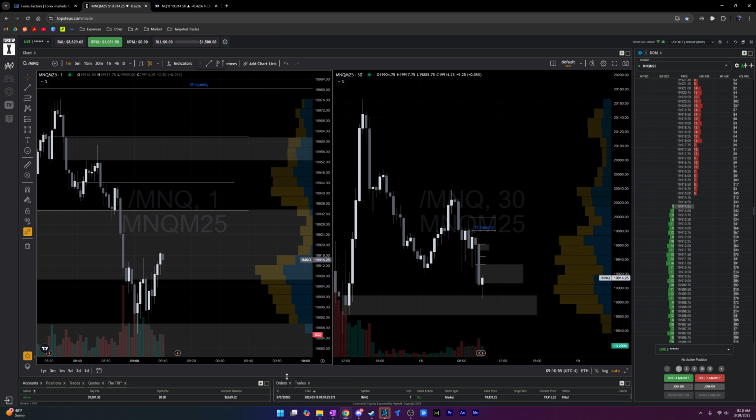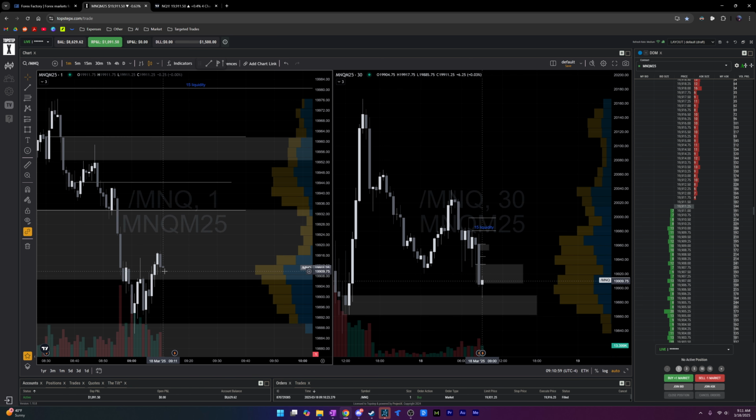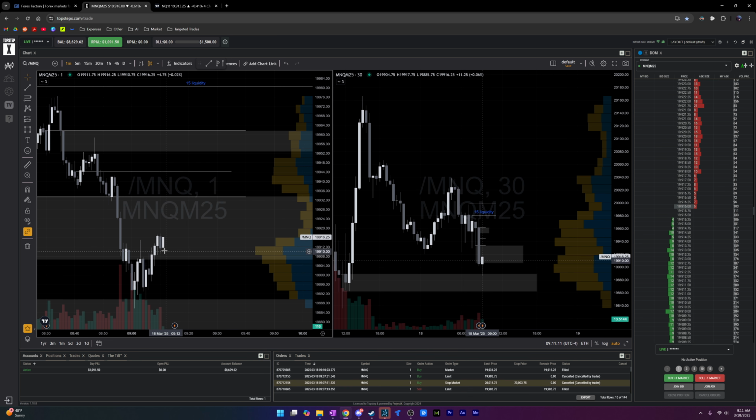But that's a good thing with micros, it was only like a $22 loss. If you're using minis, that would have been times 10. No, it was a buy order, but when I dragged it, it moved to the middle order. It's never happened before. That's okay.